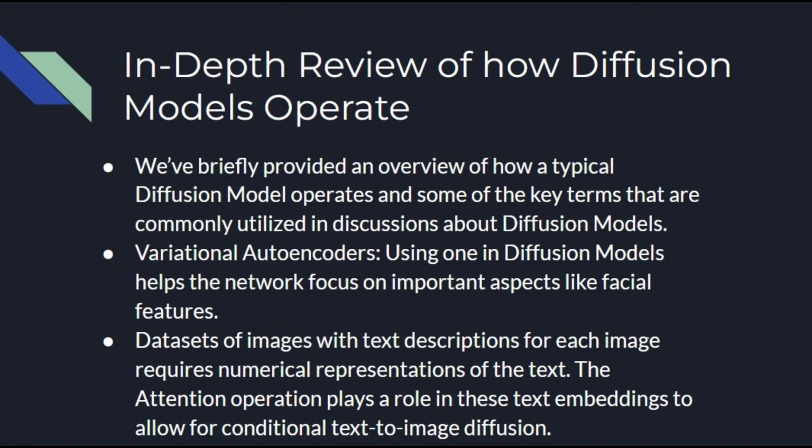We briefly provide an overview of how a typical diffusion model operates and some of the key terms that are commonly used in discussion. We are going to use variational autoencoders. Using one in our diffusion model helps the network focus on important aspects like facial features. We would also be using datasets of images with text descriptions for each image, which requires a numerical representation of the text. The attention operation will play a significant role in text embeddings, which would allow for conditional text-to-image diffusion.